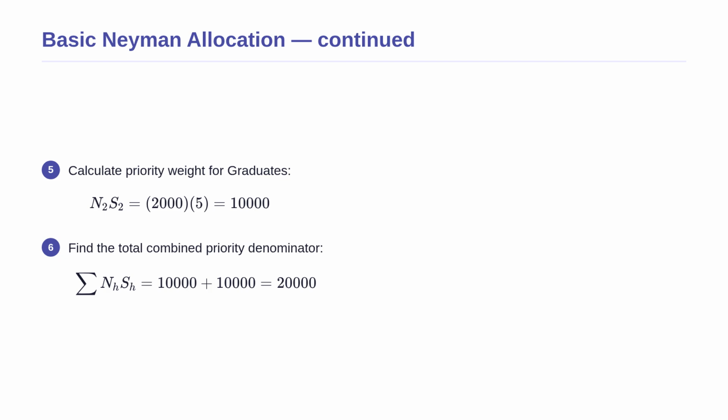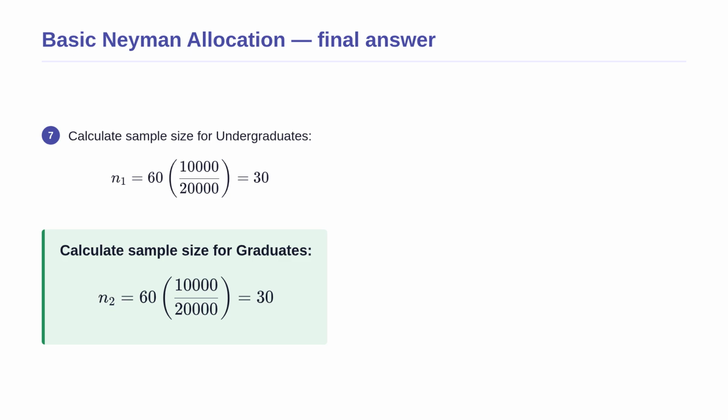We now add the weights of all the groups together to find the total denominator for our formula. Adding the 10,000 from the undergraduates and the 10,000 from the graduates gives us a grand total of 20,000. This number represents the total combined priority of the entire school population. Now we calculate the final sample sizes.